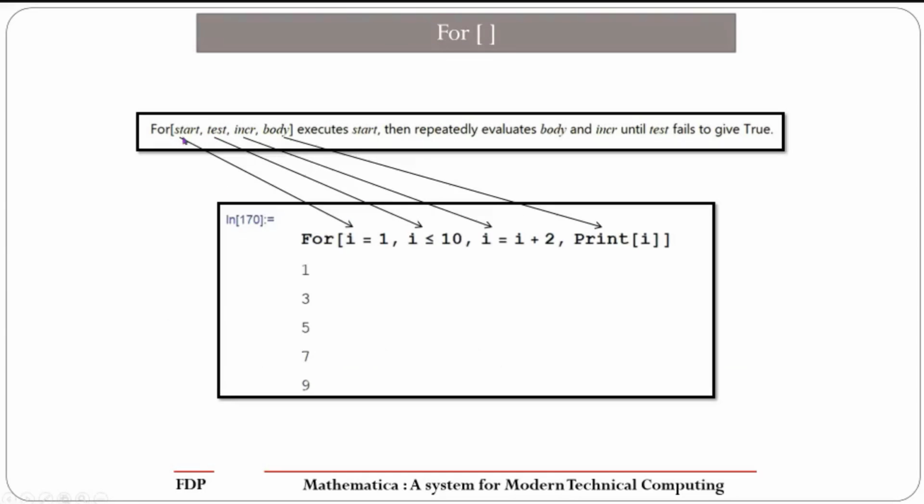This one: start, test, increment or decrement, both can happen here, and the body is there. So four portions are there. You have to start something, you have to test something, you have to increment or decrement whatever you want, and the body is there. It executes start, then repeatedly evaluates the body and increases or decreases until the test fails.